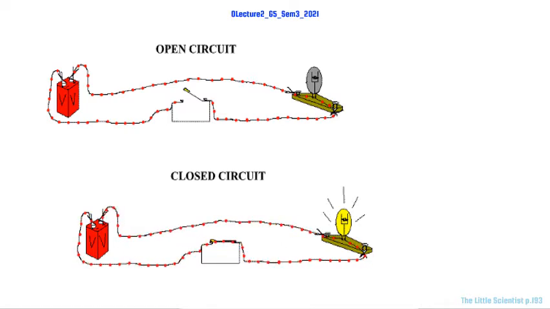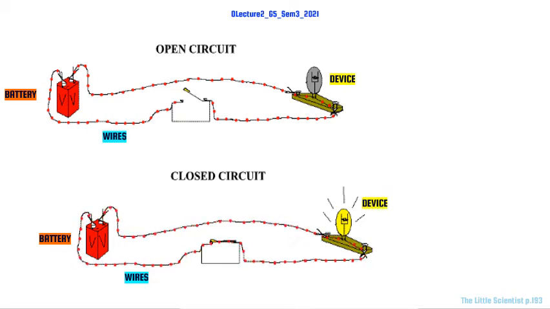Let's see, what's the difference between a closed circuit and an open circuit? I will start by identifying the elements or the components of our circuits. We have the batteries right here. We have also wires for the electrons to flow. We have the light bulbs as devices and switches.